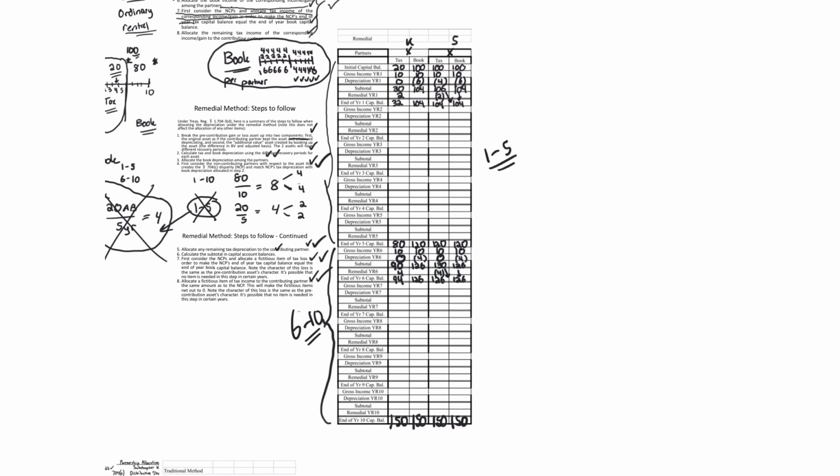This is what it looks like at the end of year 10. You have 150, 150, 150, 150. You just do the same thing for those 5 years. Years 1 through 5, you do the same allocations of depreciation for book and tax purposes. Do the same for years 6 through 10, and you get those numbers. All right, so go back over these steps, especially paying attention to the remedial method, and review these. It helps tremendously.